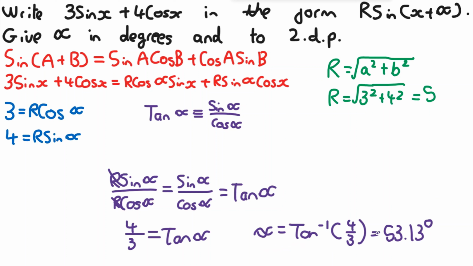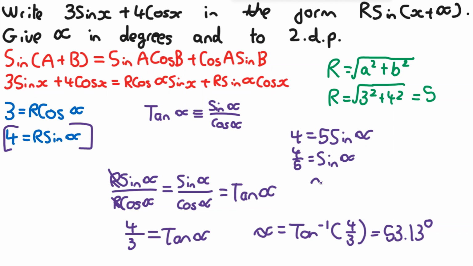Now really quick, there is another way to figure out alpha, and what you can do is just take one of these simultaneous equations. So let's take this one here and just sub in the value of r that we got. So this would now be 4 is equal to r, which is 5, times sin alpha, and then divide both sides by 5 to get 4 over 5 is equal to sin alpha, so alpha is equal to the inverse sin of 4 over 5, which if you put into a calculator, of course, also gives out the 53.13 degrees.